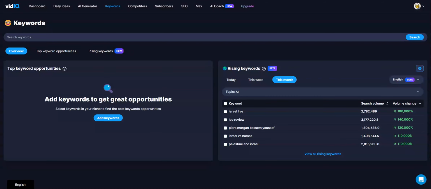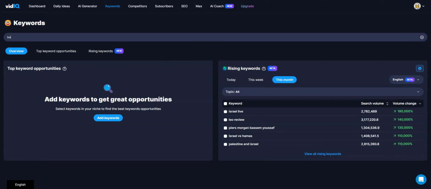How to use the VidIQ keyword research tool. Let's go. So first, log in and go to the keywords tab at the top. Here we can put in keywords, or we can look at rising keywords for this month, this week, and today. But when I start researching for keywords, I like to start off with a broad keyword.